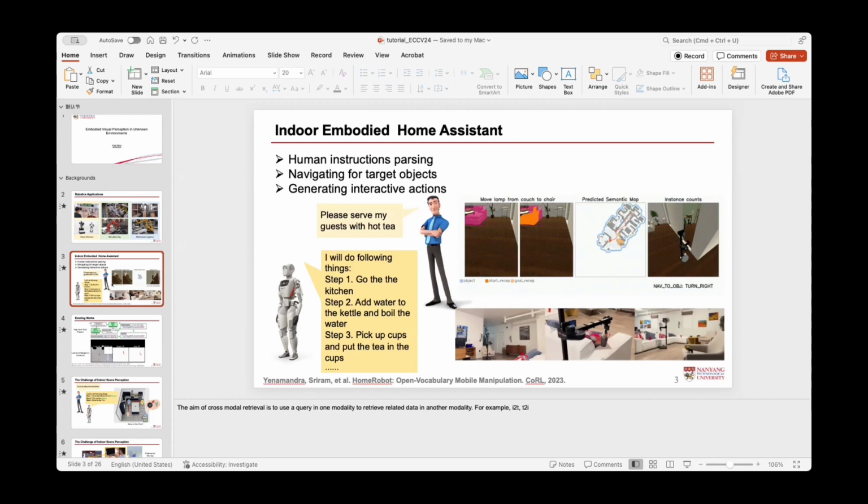Yeah, thank you. And I have another question. I also had a talk with a leader in a company regarding this kind of home assistant robot, and he said the most important issue now may be corner cases or long-tail problems. Do you have any thoughts about this?